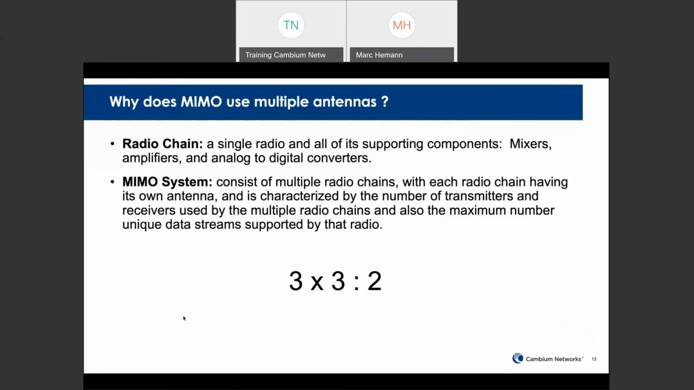So the number of simultaneous data streams is limited by the minimum number of antennas in use on both sides of the link. So for instance, if both the sending radio and the receiving radio have 3 antennas and each radio supports 3 unique data streams, then it would be possible to have the data streamed across all 3 antennas. If the sending radio has 3 antennas and the receiving radio has 2 antennas, then the best possible number of simultaneous data streams would be 2, which matches the number of antennas on the receiving radio.